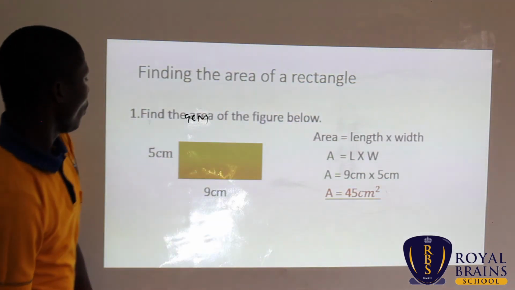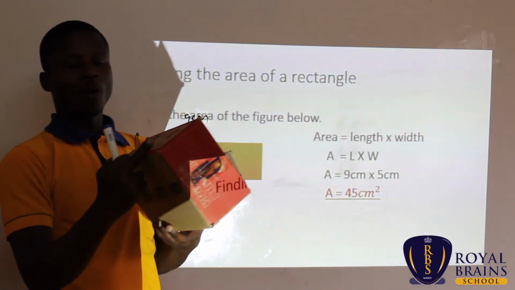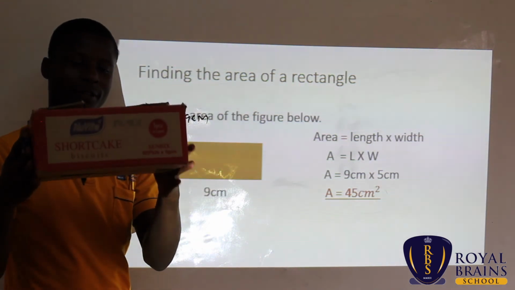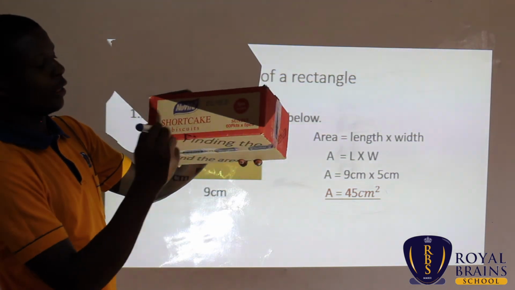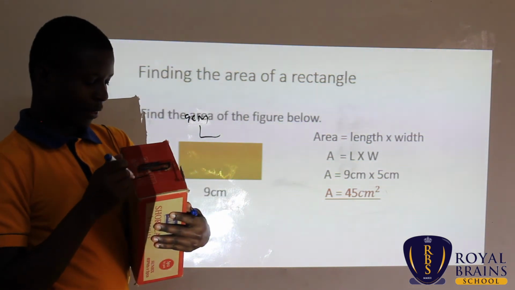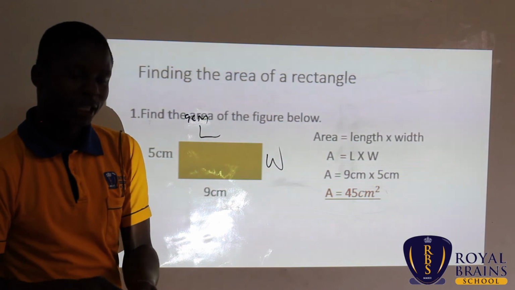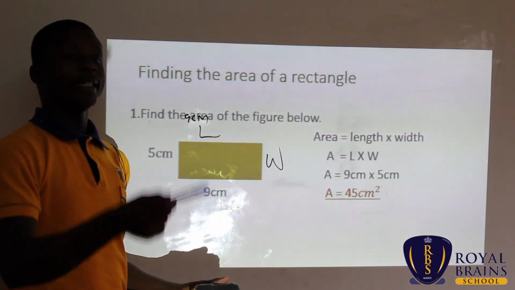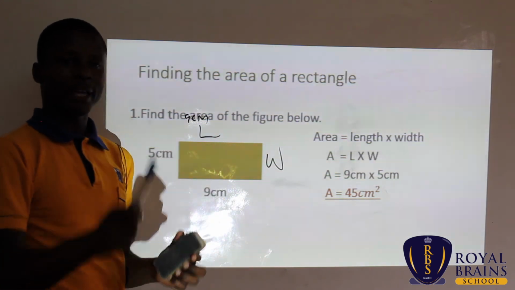Now, we want to calculate the area of a rectangle. This is a rectangle. Two opposite sides which are parallel are what? Equal. Here I have a rectangular figure, a box. When you look at this box, this side here is known as the length. Then this side here is the width. Are you together, class? You can tell me the formula of finding the perimeter of a rectangle. Yes, it is 2 into length plus width.